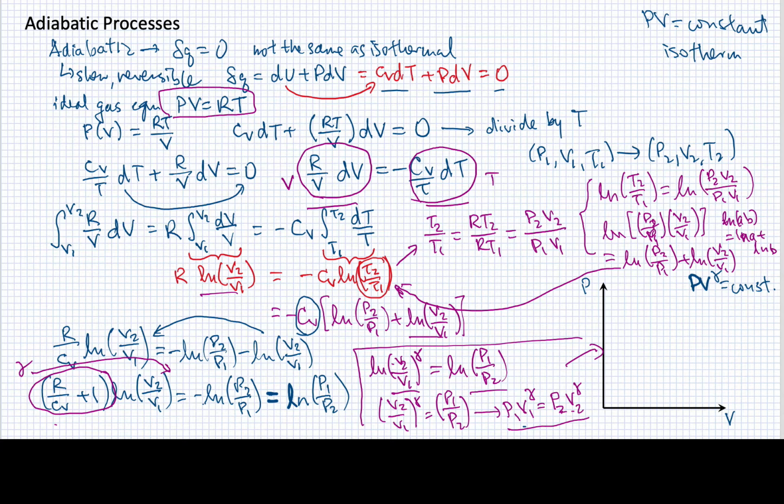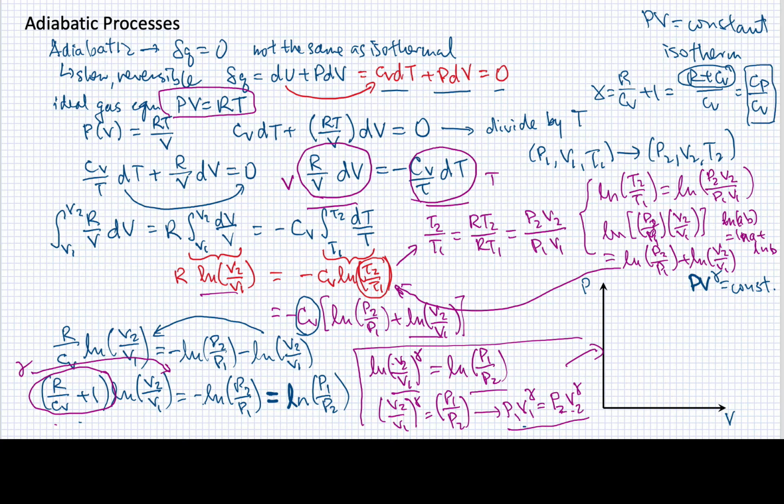Now, when I look at this combination of constants, I can actually take this combination of constants and show that what do I have? I have R over CV plus 1. Well, that's R plus CV over CV. But remember, for an ideal gas, this is just the constant pressure heat capacity. So in fact, this gamma that I've defined is just the ratio of these two heat capacities.